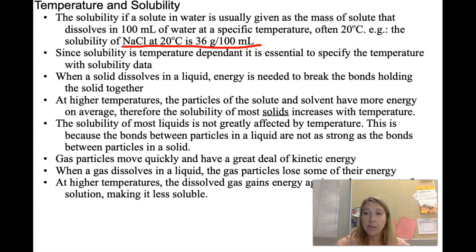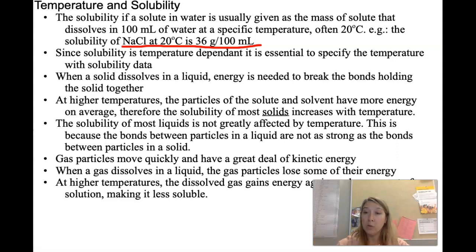Gases, on the other hand, are actually going to do the opposite. And that's because it has nothing to do with breaking attractive forces. They've already completely broken them. It has more to do with the fact that for gases to dissolve into water, they have to go into the solution, and they have to stay in the solution. So it takes energy for those molecules to be able to break free from that solution. And the hotter we make it, the more energy we give our molecules, and the easier it is for them to break free from the solution.